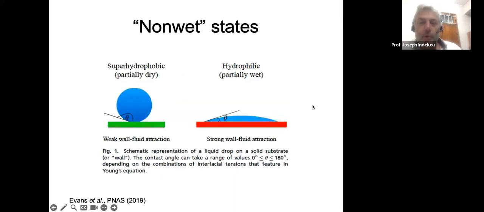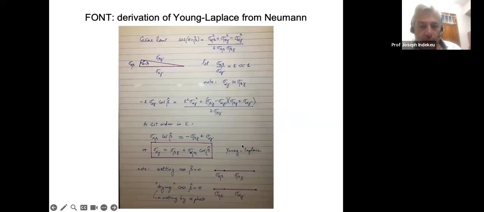So we could call the situation where the contact angle is 180 degrees a drying transition, but let's call it wetting, but specify that it is wetting by alpha, not by beta.